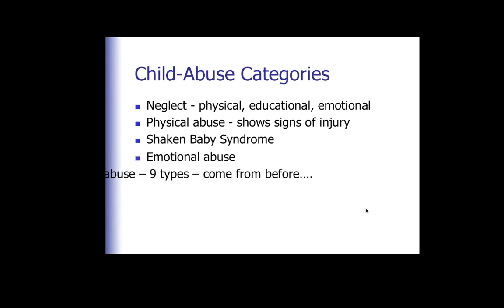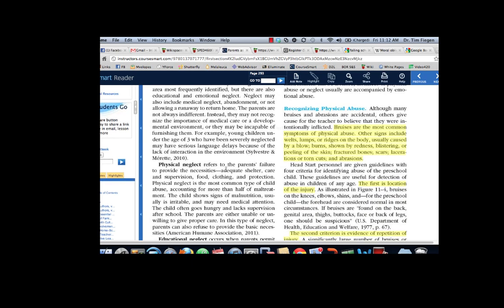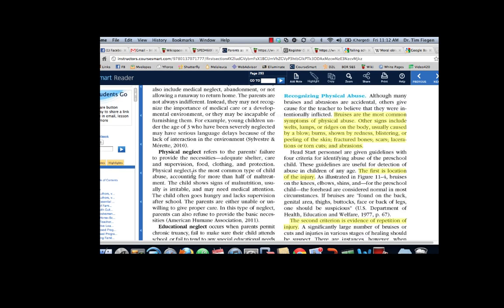All right, so here's the child abuse categories. And what I want you to do is go ahead and talk about each of these. For example, neglect, and I'll put this in the notes, but I want you to give a brief description of physical, educational, and emotional. Have you ever heard that, educational neglect? Isn't that interesting? I find that very interesting. But here's the physical neglect, a pattern of failing to provide the necessities: adequate shelter, care, supervision, food, clothing, and protection. Now, what does that mean? How does this happen? And I think that's true with a lot of these.